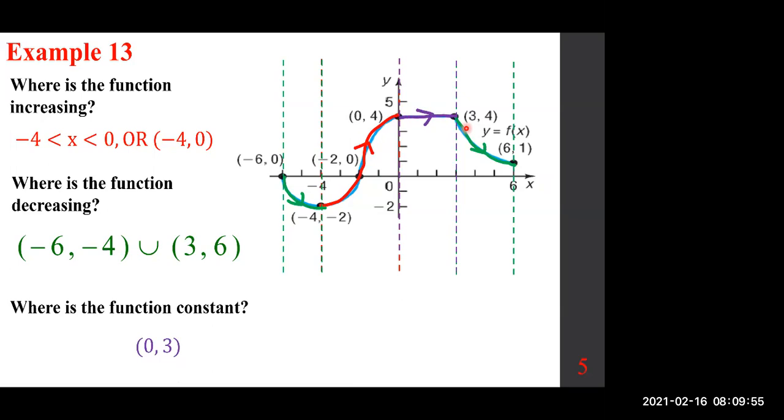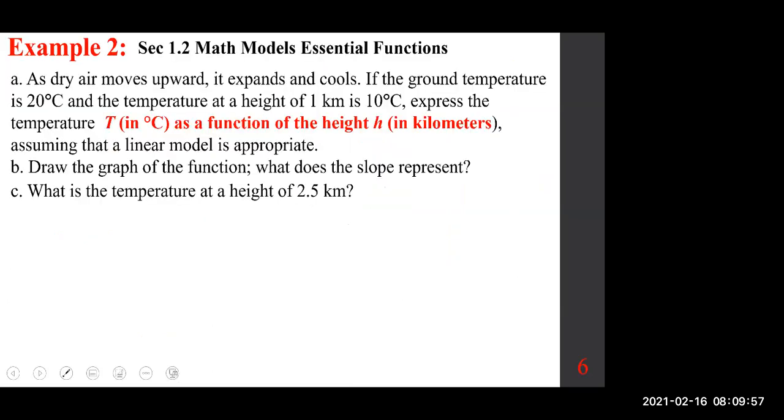All right, let's look at an example of a linear function, or a word problem, or a math model. As dry air moves up, it expands and cools. If the ground temperature is 20 degrees centigrade and the temperature at a height of 1 kilometer is 10 degrees centigrade, express the temperature as a function of h. And then draw the graph. I'm assuming everybody can do the graph. And what is the temperature at a height of 2.5 kilometers?